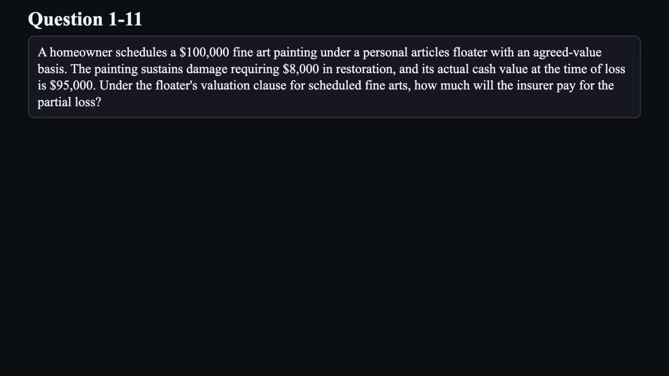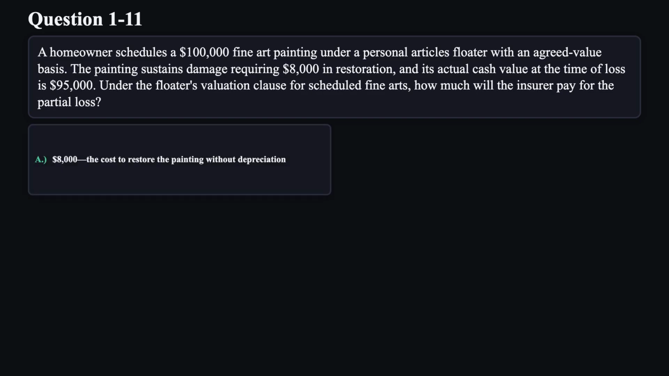Question 11. A homeowner schedules a $100,000 fine art painting under a personal articles floater with an agreed value basis. The painting sustains damage requiring $8,000 in restoration, and its actual cash value at the time of loss is $95,000. Under the floater's valuation clause for scheduled fine arts, how much will the insurer pay for the partial loss?